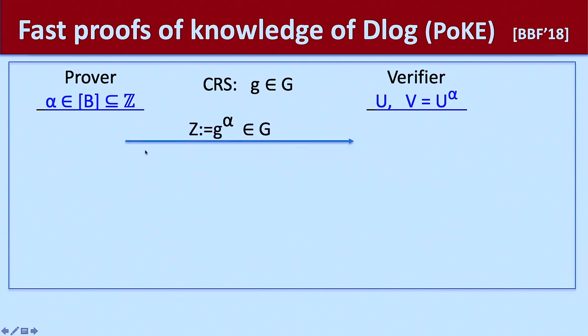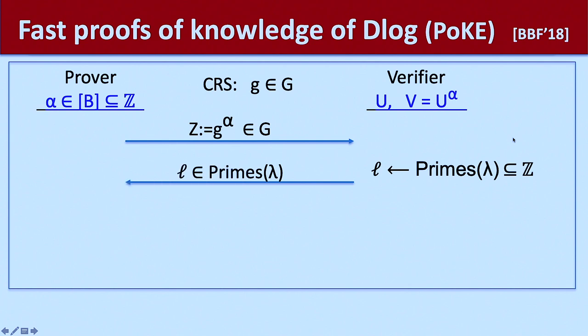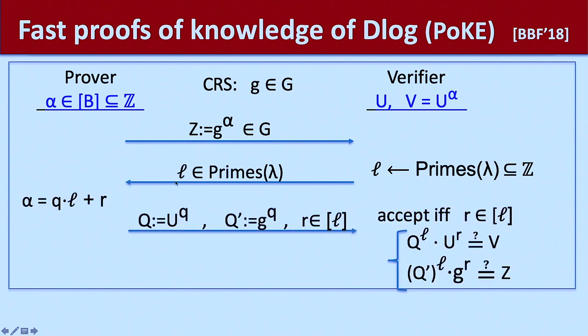Now the protocol works as follows. The prover sends g to the alpha over to the verifier, so the prover has to do one additional exponentiation. The verifier sends, as before, a prime. Then the prover computes alpha divided by this prime, just as before, and sends you u to the quotient as before, but also g to the quotient. The major difference from the previous protocol is that previously the verifier computed the remainder. Here, the verifier relies on the prover to compute the remainder. It's fundamentally different from before.